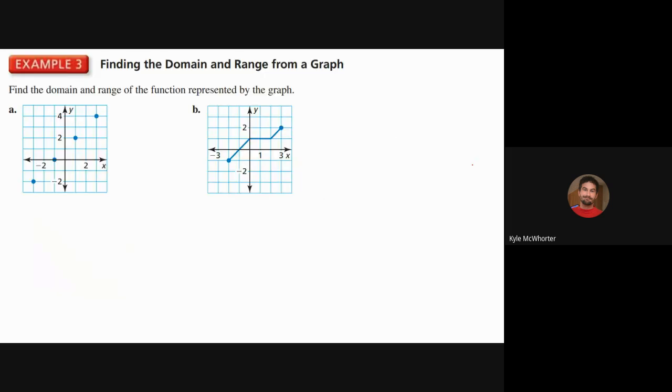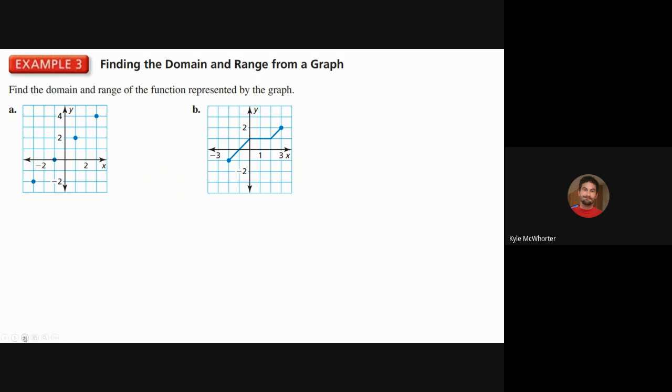Let's look at some examples. So what is the domain and range of these functions? So this first one just has 1, 2, 3, 4 dots on it. So the only possible input values are, now these are the x values, right? So I'm going to go ahead and write the coordinates of each one of these points.